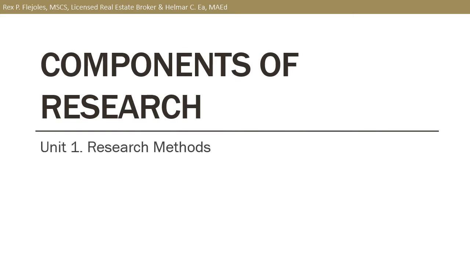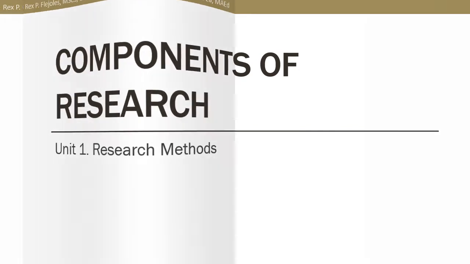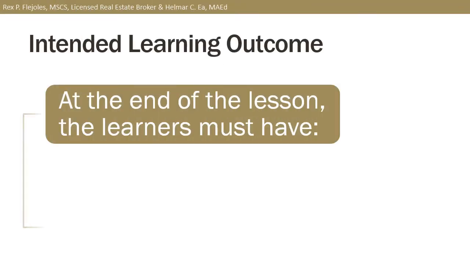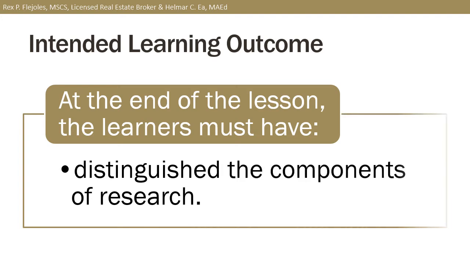Even with this term, there are different perspectives. But in this lesson, I am going to cover components of research in terms of first, research elements, second, research process, and third, research manuscript. At the end of this lesson, you must have distinguished the components of research.